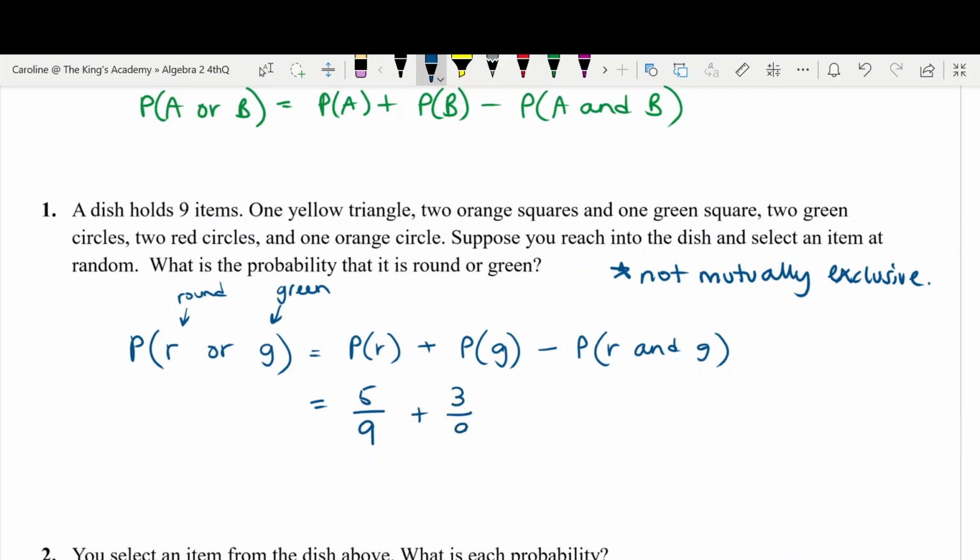So 3 out of 9 is the probability that when you reach in there, you're going to get a green one. And now I have to subtract the round green ones. Reese, you said it a minute ago. How many are round and green? 2. So you're subtracting 2/9.